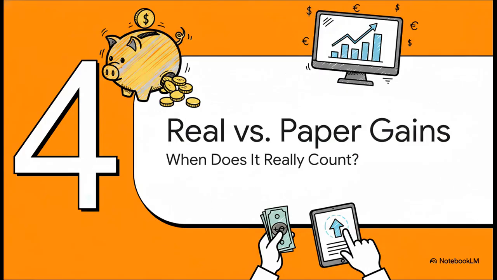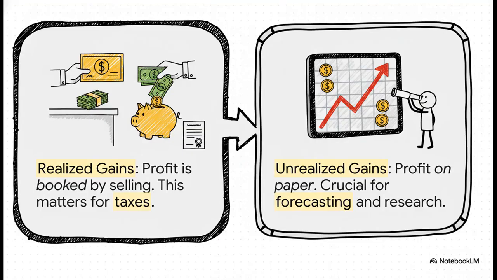All right, time for a really critical distinction. There is a huge difference between profit that's sitting in your bank account and profit that only exists on your computer screen. Let's break down when your gains really count. So, a realized gain is profit you've locked in. You've sold the investment, the cash is yours. This is the number that the tax man cares about.